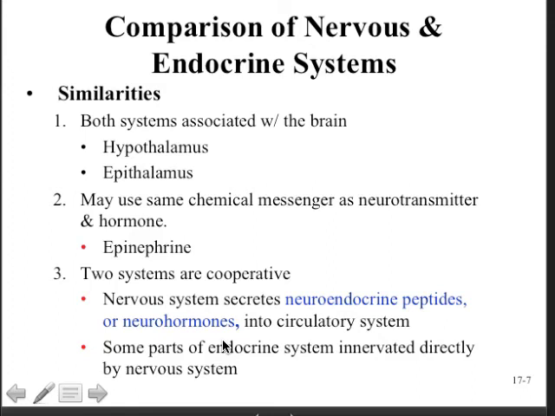The two systems often cooperate with each other in order to regulate body function. The nervous system secretes neuroendocrine peptides or neurohormones into the circulatory system, and some parts of the endocrine system are innervated directly by the nervous system, the adrenal medulla and the posterior pituitary being two that come to mind immediately.